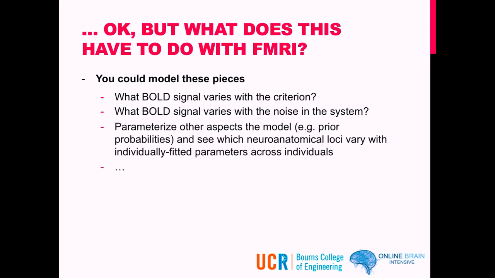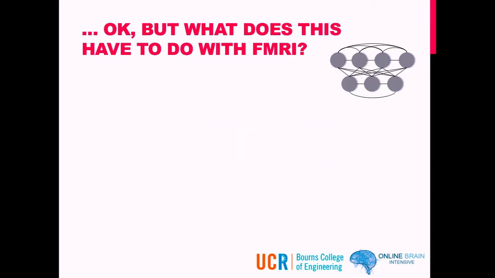You can also do this with all sorts of other aspects of your model, like the type 2 noise being separate from the type 1 noise, or a shift in a decisional strategy. And you can see which neuroanatomical loci vary with individually fitted parameters across individuals or conditions. Or you can go a different route and use these types of generative models to actually model neurons themselves. Of course, there are lots of ways to model the neurons and their networks, and it would take semesters or years to cover all of that in depth and do it justice. So rather than do that, I'm just going to list some and then we're going to pick one to focus on for the last little bit of this lecture.